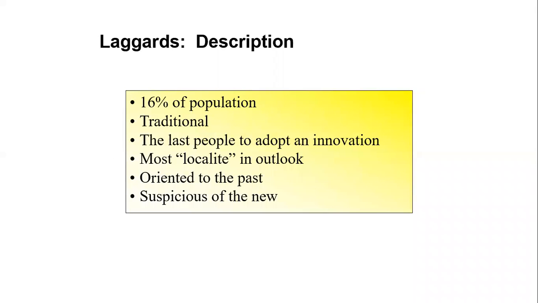Next come the laggards, and they are traditional, the last people to adopt an innovation. Most are localite in outlook and oriented to the past, because they check that everyone has used it and given their output, and then they go for it. They are suspicious of new things coming into the market. So these people are the laggards. These are the categories.